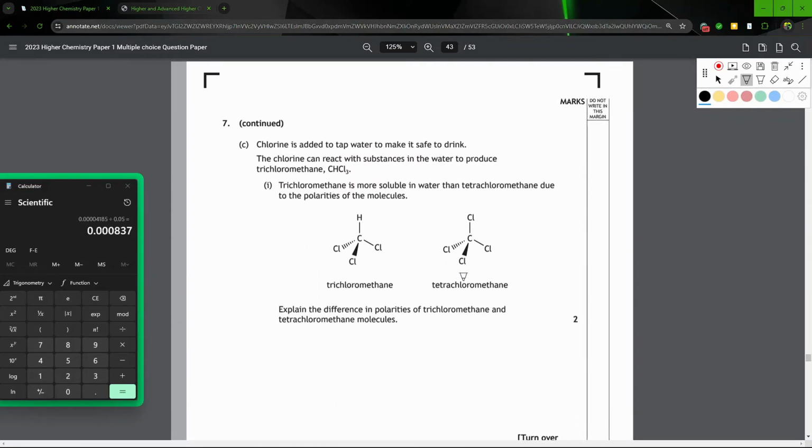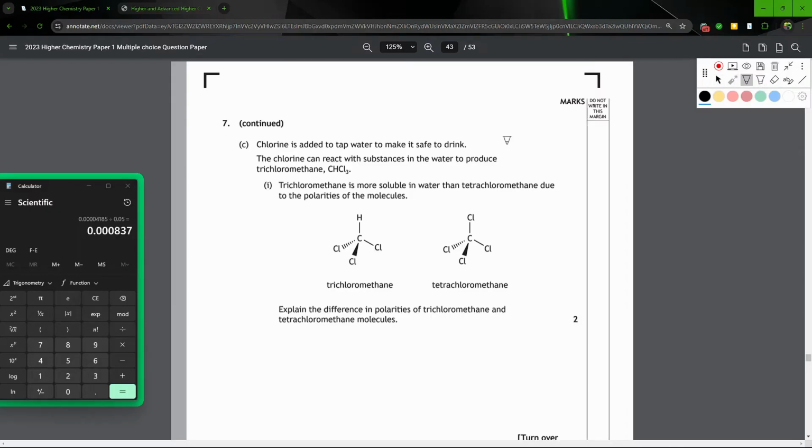Chlorine is added to tap water to make it safe to drink. The chlorine can react with substances in the water to produce trichloromethane. Trichloromethane is more soluble in water than tetrachloromethane due to the polarities of the molecules. Explain the difference in polarities of trichloromethane and tetrachloromethane molecules.